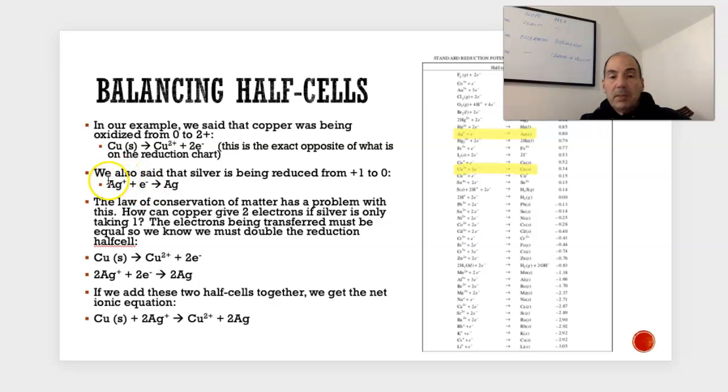So we just make sure we balance by doubling one of the half cells, in this case, the silver one, to 2, 2, and 2, because now that'll have 2 electrons coming out, 2 electrons going in, and we're good to go. So when we add up these 2 reactions, the electrons will cancel out because I have 2 and 2. And now I'm left with copper plus 2 silver ions yields copper 2 ions plus 2 silvers. So it brings us right to the net ionic equation.